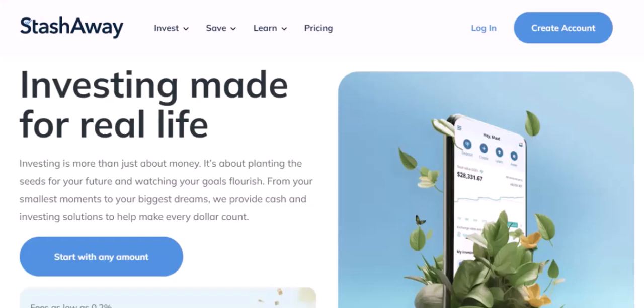Understanding the basics. Before we get into the nitty-gritty, it's essential to understand that Stashway is an investment platform. This means your money is invested in various assets, and it's not like a traditional savings account where you can withdraw instantly.